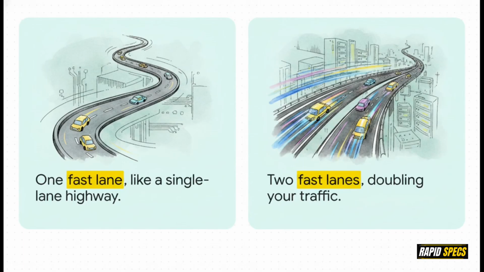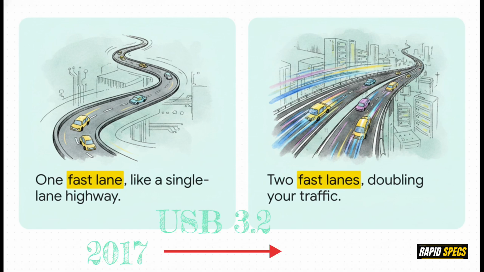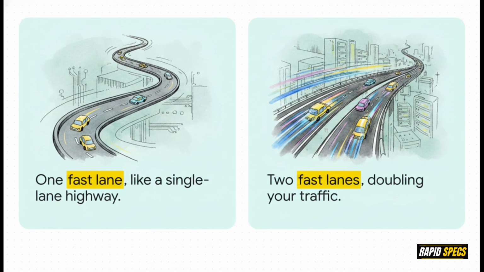Okay, moving past those confusing names and getting back to the actual tech, in 2017, they released USB 3.2, pushing speeds to an awesome 20 gigabits per second. How did they manage that? Engineers cleverly achieved this by adding a second data lane right inside the cable.